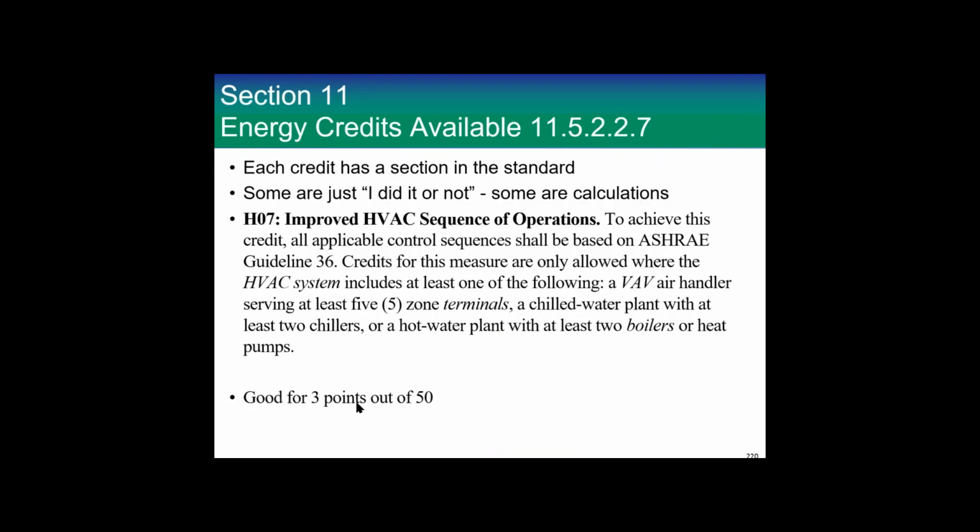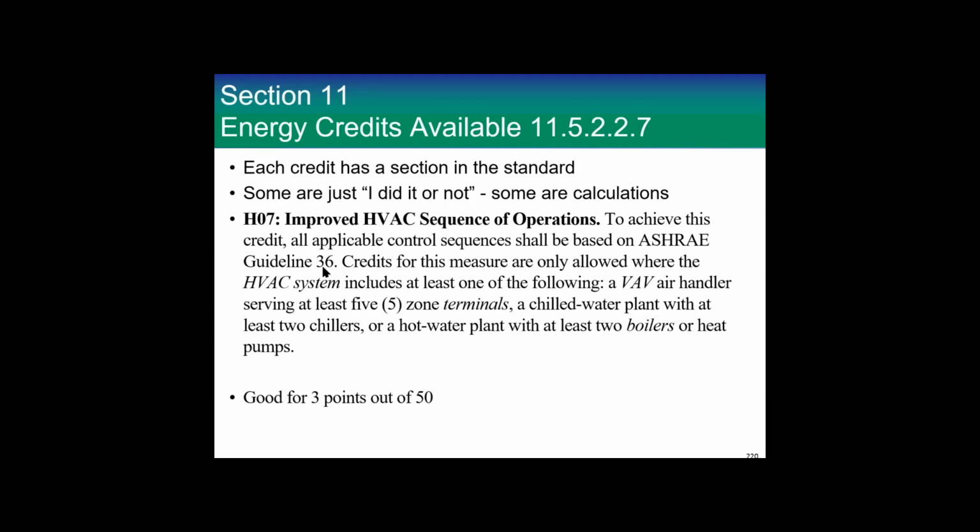So each credit has a section in the standard. Some are just I did it or I did not. Some are calculations. H07 is improved HVAC sequence of operations. To achieve this credit, all the control sequences shall be based on ASHRAE 36.